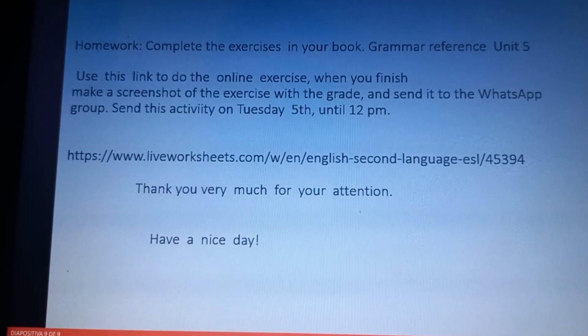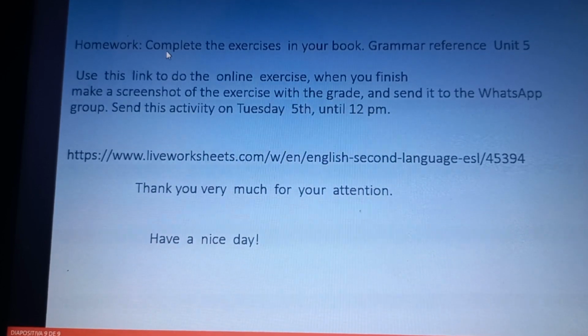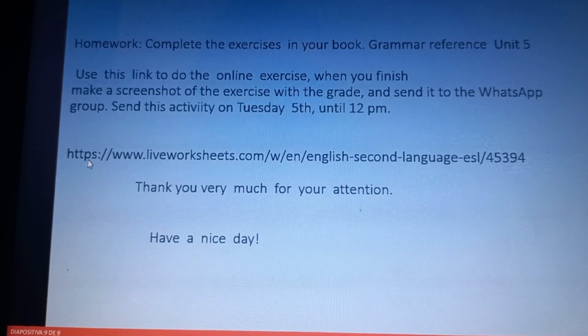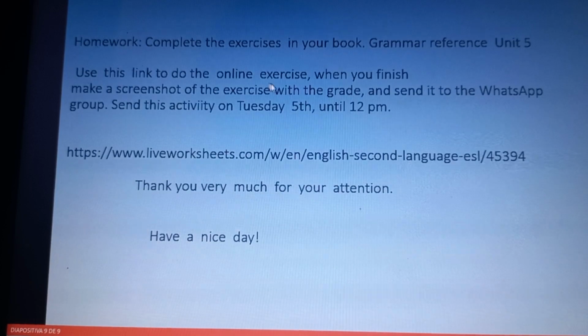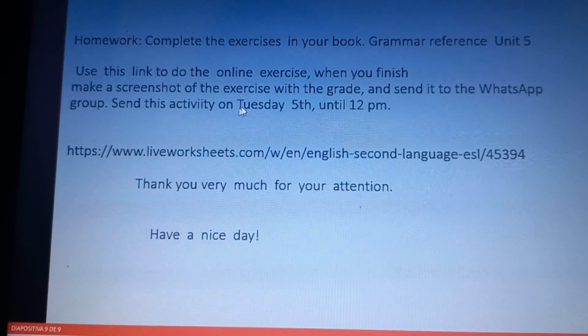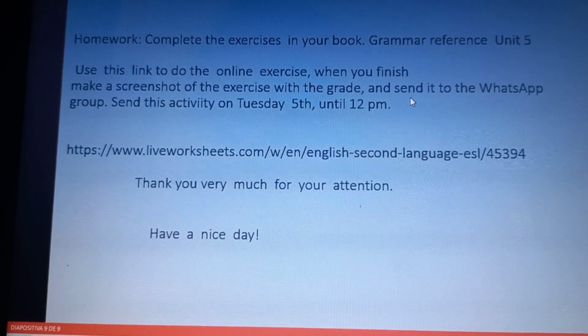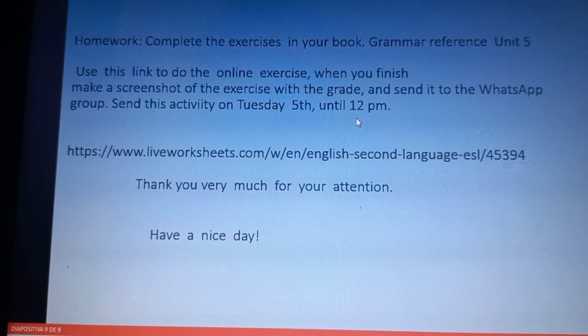Okay, to finish, we have to complete the exercises in your book, the grammar reference, Unit 5. And also you have to use this link to do the online exercises. When you finish, make a screenshot of the exercise with the grade and send it to the WhatsApp group. Send this activity on Tuesday until 12 p.m.